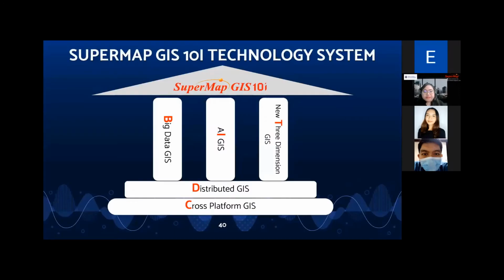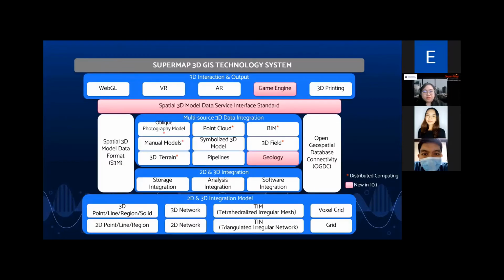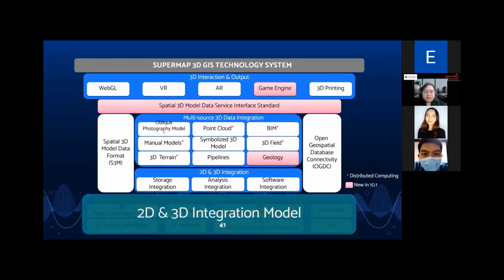The last technology I'm going to introduce to you today is 3D GIS. We are confident to say that SuperMap 3D GIS is the most advanced one over the world. As you can see here, the new 3D GIS application is divided into four main parts, beginning with the 2D and 3D integration model, containing several types of data models such as the 3D points, 2D network, TIM, TIN, voxel grid, and grid. The second part is the 2D and 3D integration technologies.